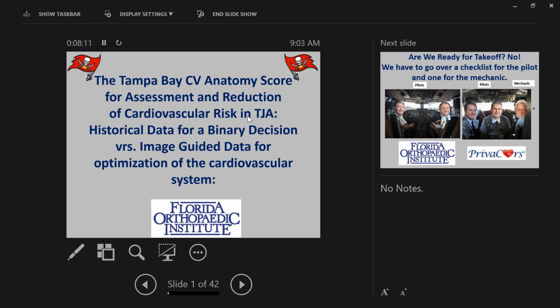We're interested in image-guided data, not for assessing and deciding whether somebody can have surgery or not, a binary decision, but for optimization of the cardiovascular system when someone is going to have surgery. That's what we're going to talk a little bit about today. So let's just jump into this.